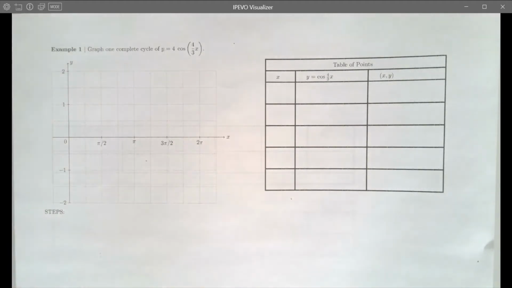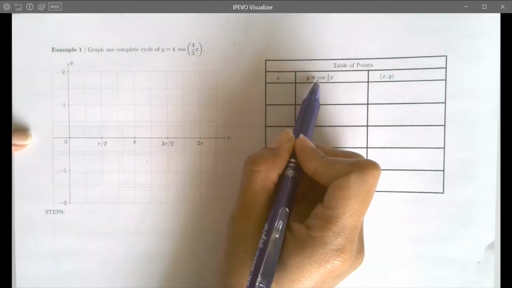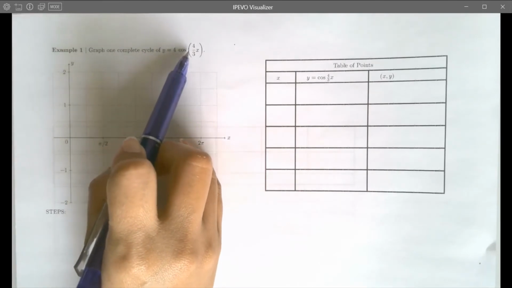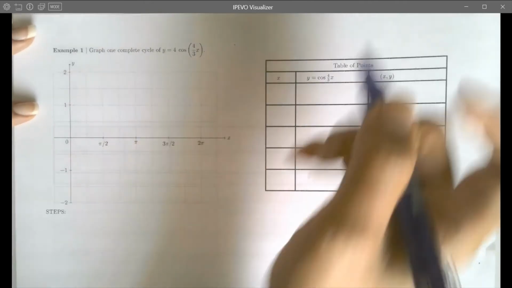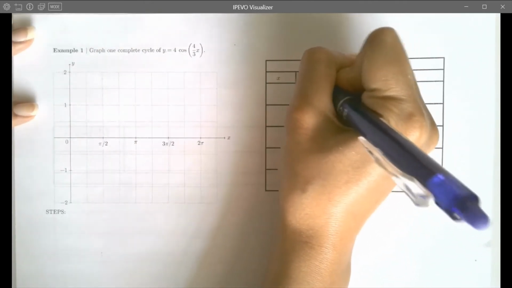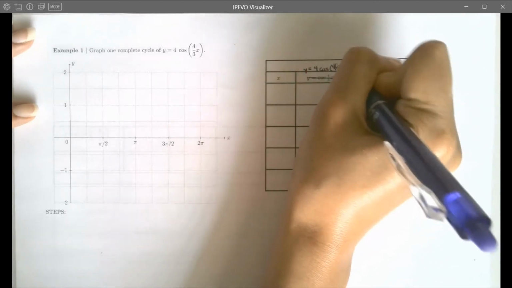Okay, so before I even begin, I just want to alert you to a typo. On the table here, there is a 4 missing. We're going to be graphing y equals 4 times cosine of 4/3 x, but there is no 4 there. So please make sure that you replace this with y equals 4 times cosine of 4/3 x.